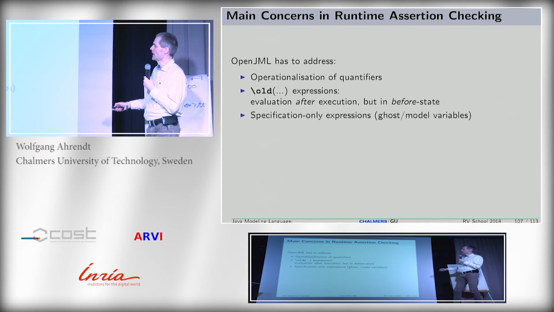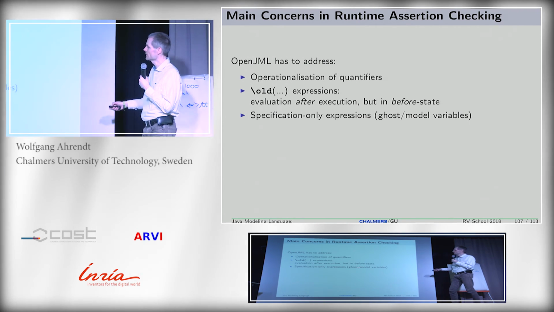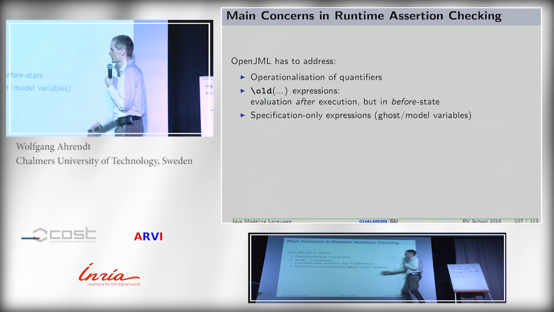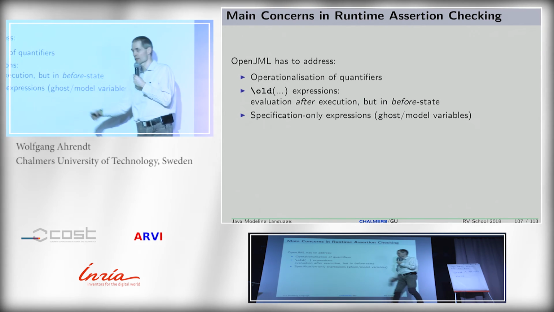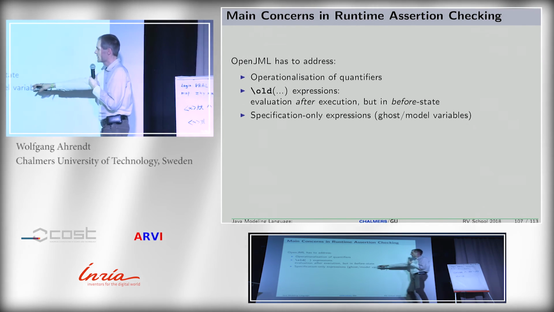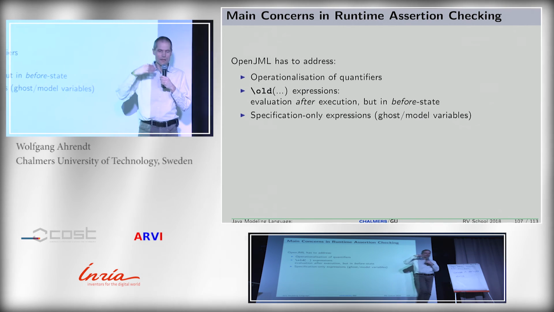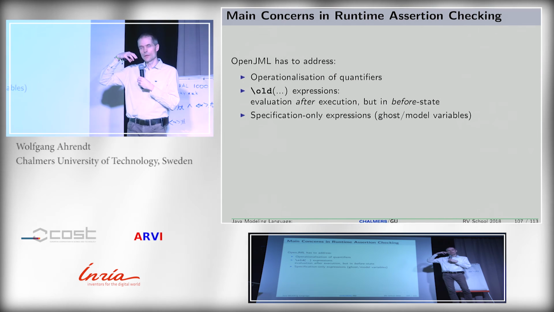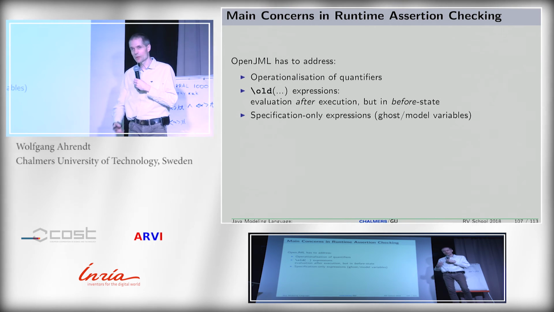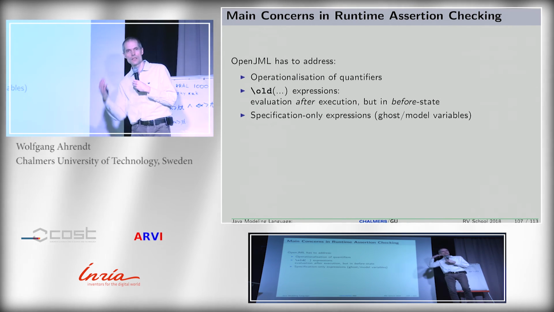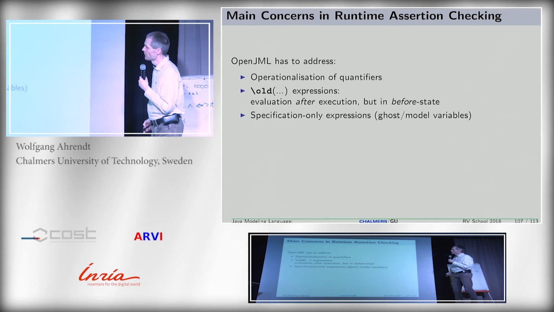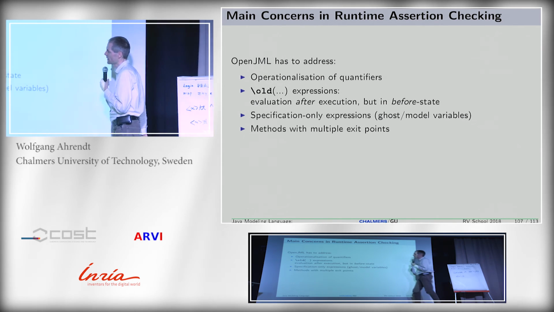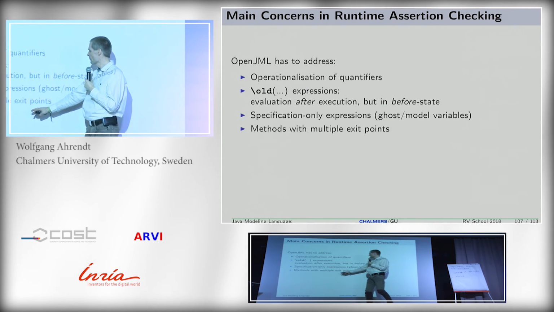You have to do something about these specification-only things. Ghost variables are not so difficult. It turns them into normal variables and just computes with them. Model variables are a lot more difficult because they are specified in a declarative way, like specifying a refinement relation between your implementation and the model variables. That is much more difficult to runtime verify, but it's possible.